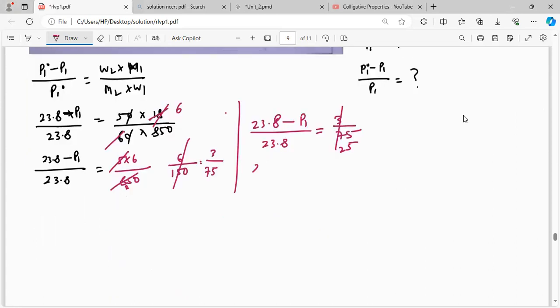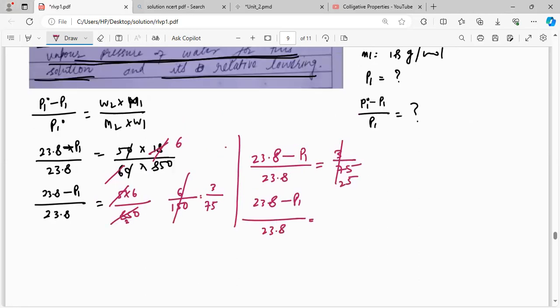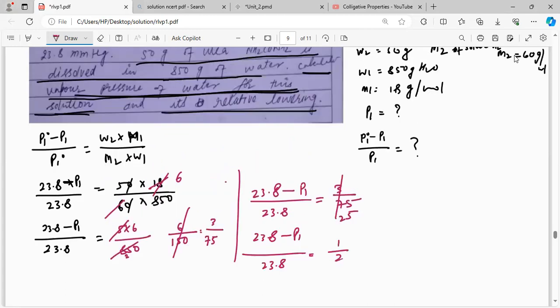So 23.8 minus P1 upon... Sir, you scroll up the slide a bit, I was writing what I've written on the side. Is it okay? Now, here you see what will be there: 25 in bracket 23.8 minus P1 equal to 23.8. Now solve it.